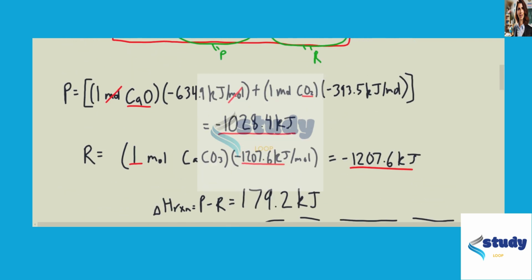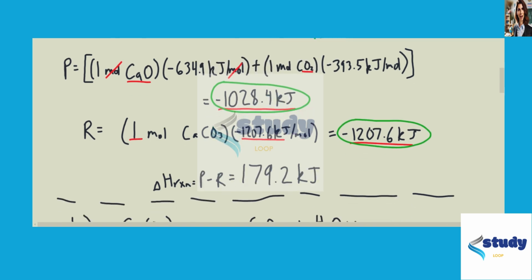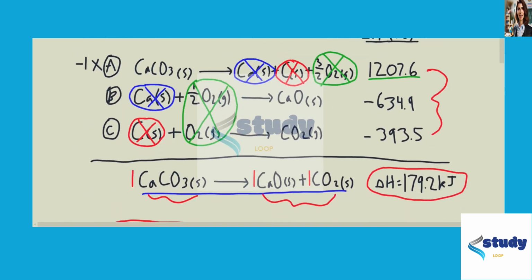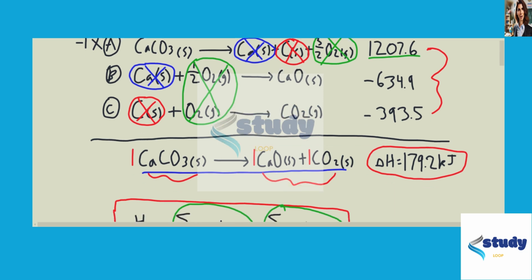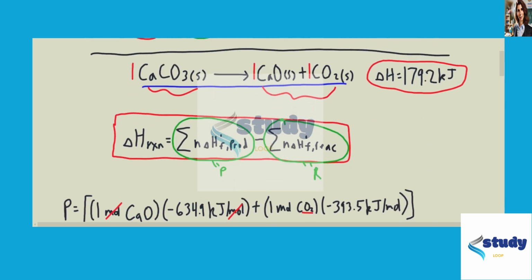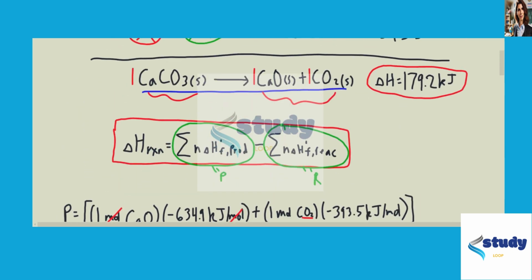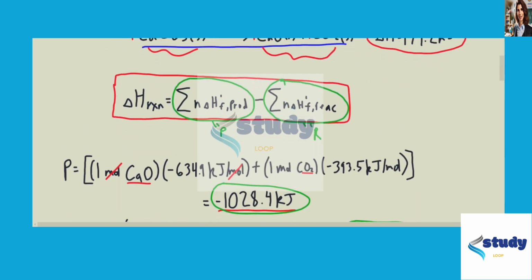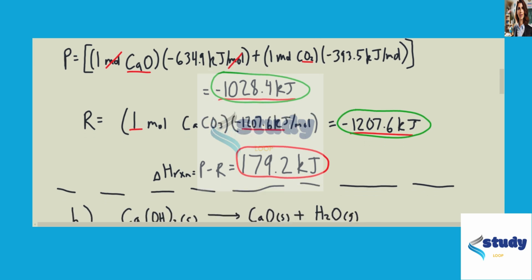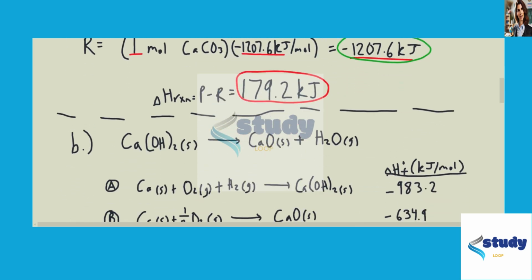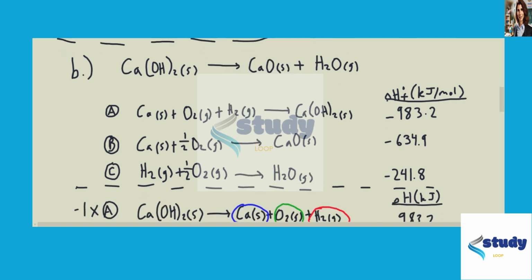And now we just subtract that delta H of the reactants from the delta H of the products to get the delta H of the overall reaction. We notice that that corresponds to the same value that we got the other way, 179.2 kilojoules. And so that appropriately verifies our work, and that means that we calculated the correct delta H value both ways, since we got the same answer. That's the same process that we used for parts B and C of this problem.